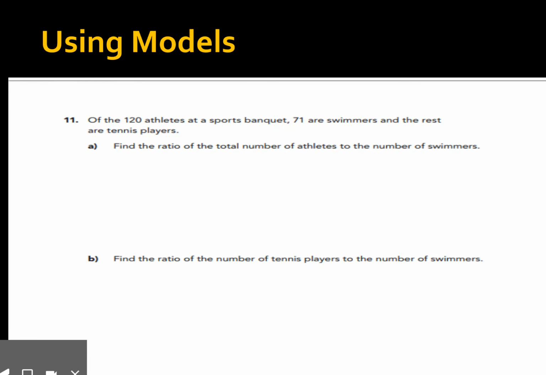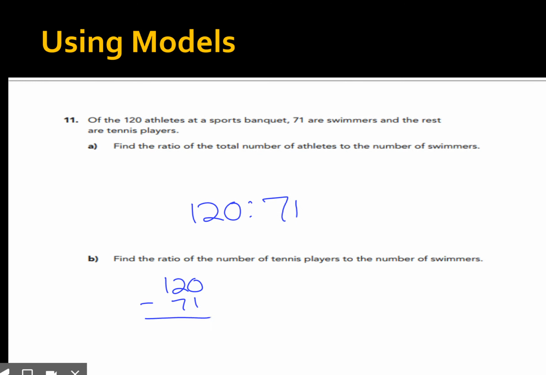So for part A, your answer, because they're asking the total number of athletes, that should go first. 120 to 71. We're just using the information they gave us. And find the ratio of the number of tennis players to the number of swimmers. So we don't know tennis players. We're going to have to take the total and subtract the number of swimmers. So number of tennis players is 49. That goes first because they asked for tennis players first. To the number of swimmers, 71.